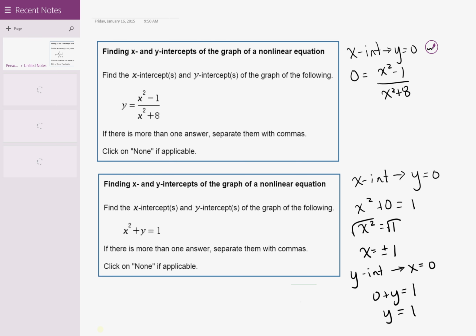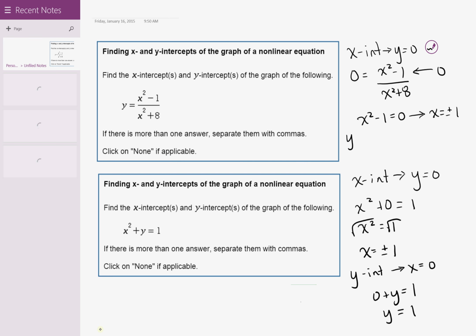Now, the only way a fraction can equal 0 is if the numerator is equal to 0. Therefore, x squared minus 1 is equal to 0. Or in other words, x is equal to positive or negative 1.